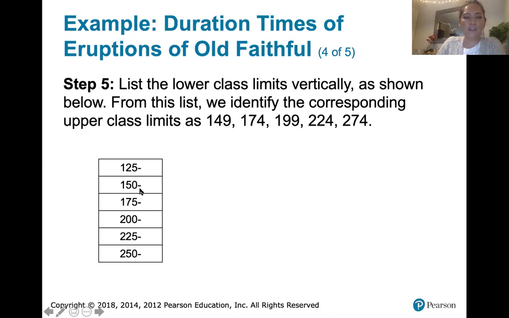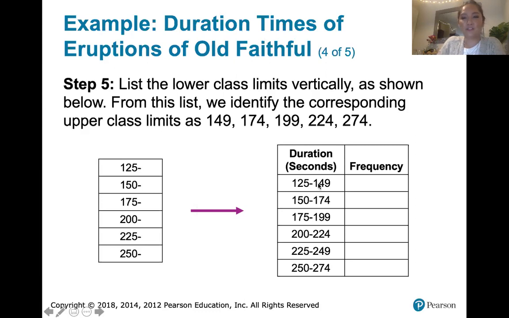And then we use the lower class limit of the next class to infer the upper class limit of the one before it. And generally what we do is we just look at that last digit and we subtract 1 from it. So if this is 150, 1 less than that is 149. So we're going to use 149 there. Since this is 175, we're going to use 174 there. Since this is 200, we're going to use 199 there, and so on.